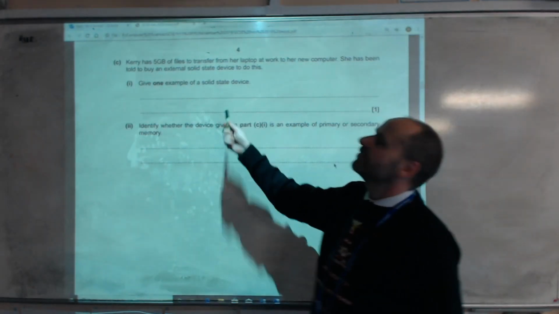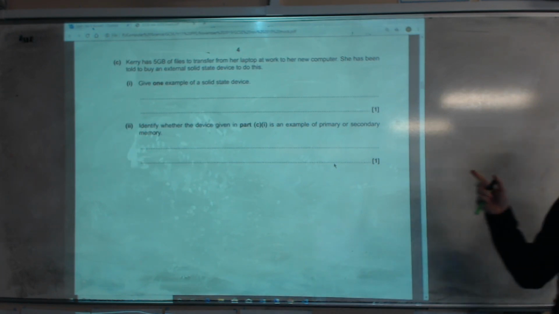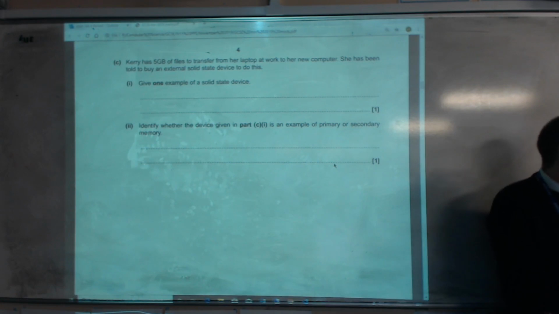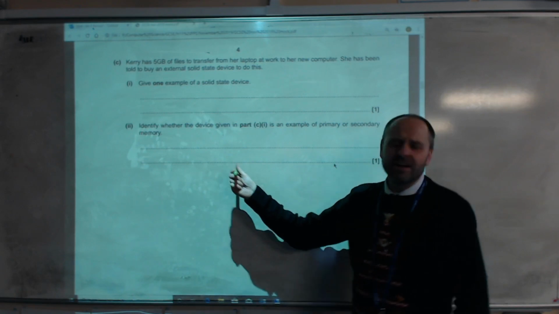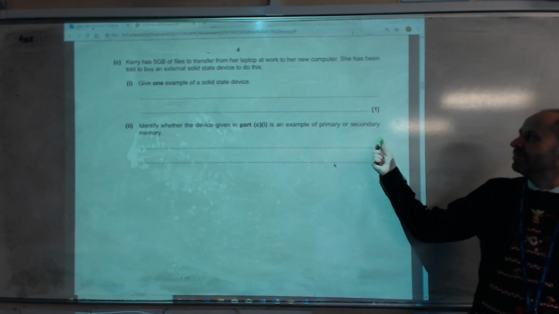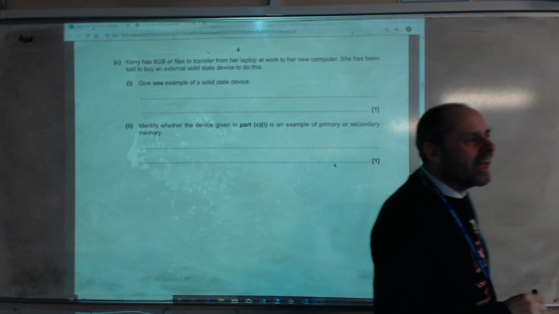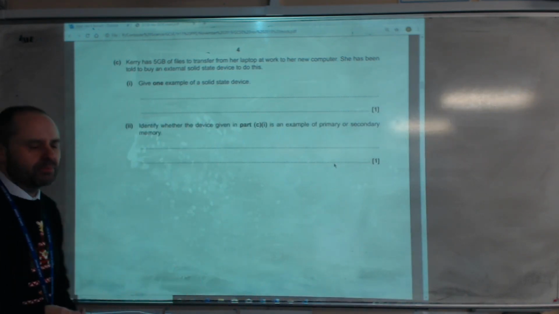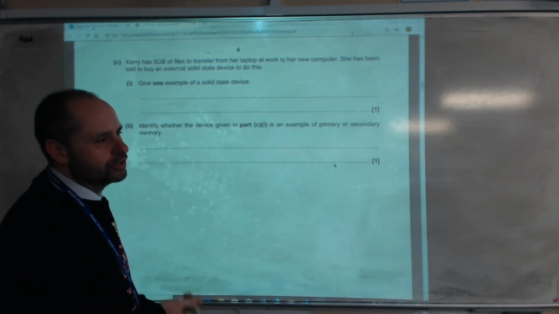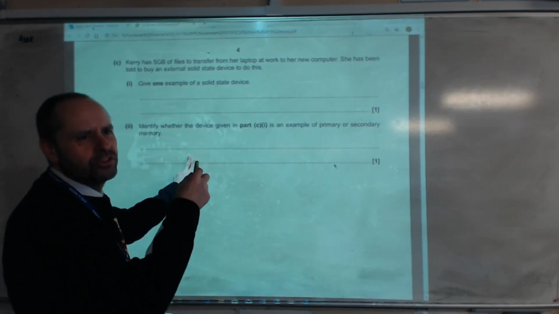Right, so they wanted solid state disk drive. Don't say hard disk. A lot of people kept putting hard disk for this. Hard disk is not solid state, that's a magnetic device. Isn't it? Mechanical magnetic device. Which then went on to screw up this next part of the question, because they're related, aren't they? Primary or secondary storage. So, depending on what you said, if you said solid state disk drive, or you said USB memory stick, you're going for secondary storage. What could you have said for primary?